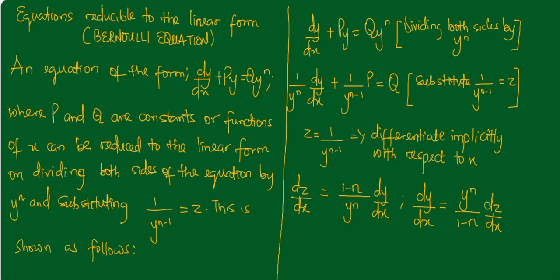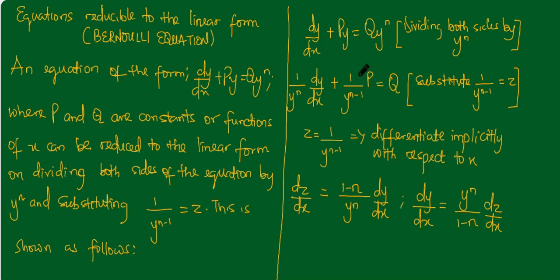So we can show this as follows. We have here our dy/dx + Py = Qy^n. Note that in the normal linear form that we know, dy/dx + Py = Q, without this y^n multiplying it. But for Bernoulli equations, they always come in this form: dy/dx + Py = Qy^n. So on dividing through by y^n, we have 1/y^n dy/dx + 1/y^(n-1).